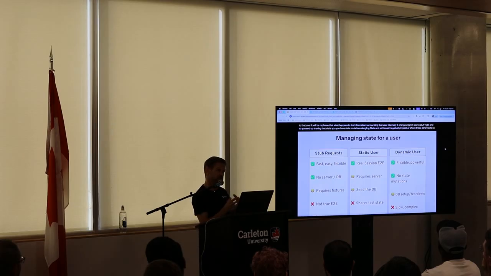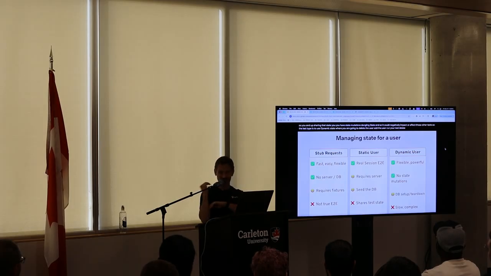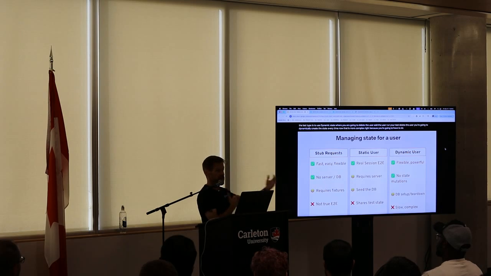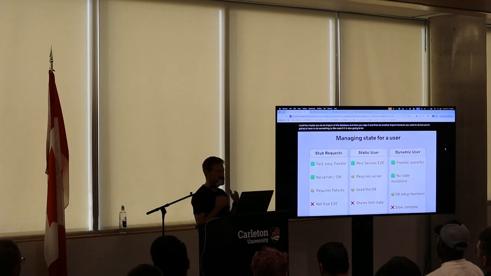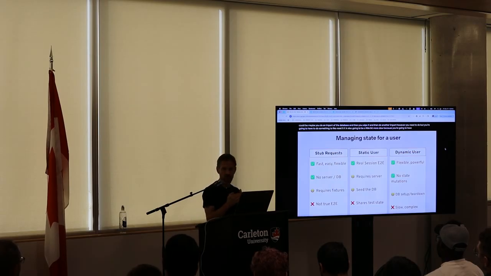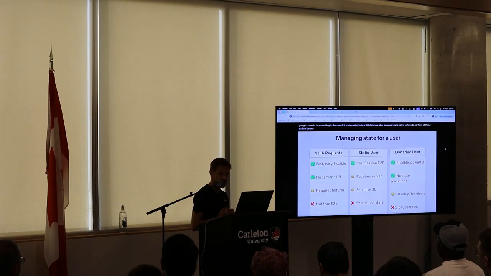So the last type is to use dynamic state, where you are going to delete the user, add the user, run your test, delete the user. You're going to dynamically create the state every time. Now that is more complex, right? Because you're going to have to do a setup and a teardown. That could be maybe you do an import of the database and then you wipe it and then do another import, however you need to do, but you're going to have to do something to reset it. It is also going to be a little bit more slow because you're going to have to perform all those actions before you run the tests.